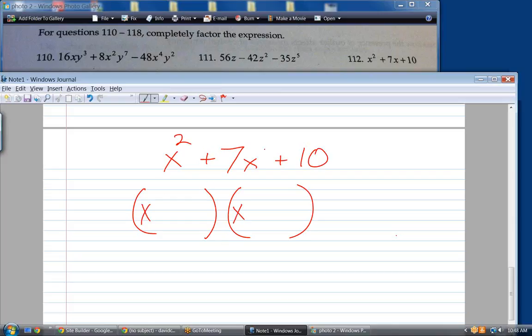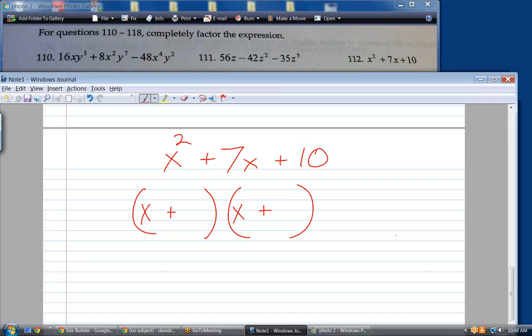Now the next step, very key, is to examine the sign of the constant. If that's a plus, what does it mean about these two signs here? They have to be the same. Either plus plus or minus minus, and to determine which, we look to the sign of the middle term. Since that shows plus, it's got to be plus plus. Now what?